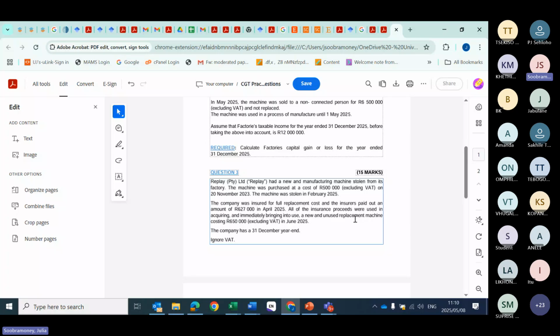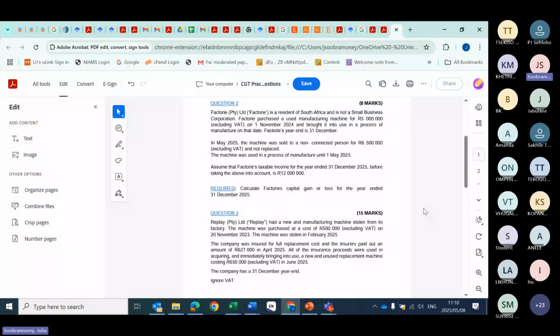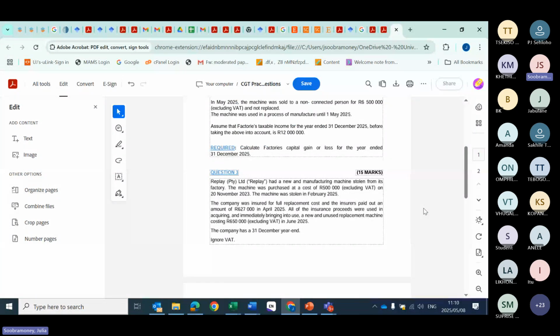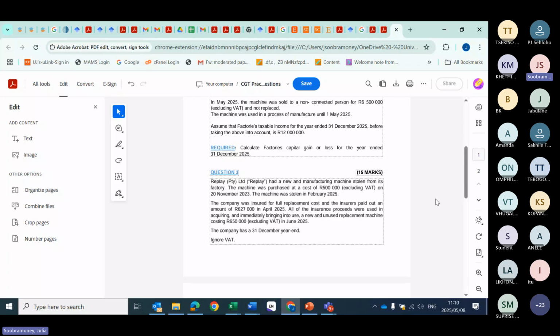650,000 in June 2025. So at this point in time, some students will say, okay, but we could actually defer. Why? Because we're replacing. But the problem is the requirement says we don't want to defer. So therefore, no deferment. Everyone with me? So again, it's the same as the previous question. We're going to follow certain steps. So let's go and have a look at the solution here.